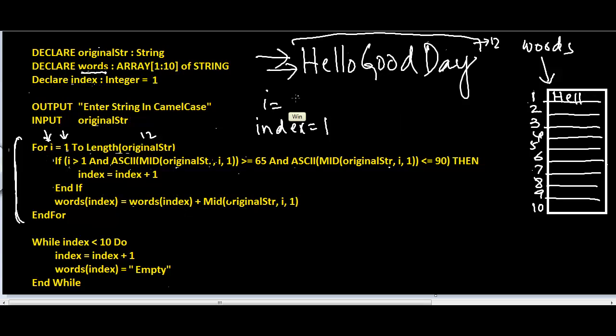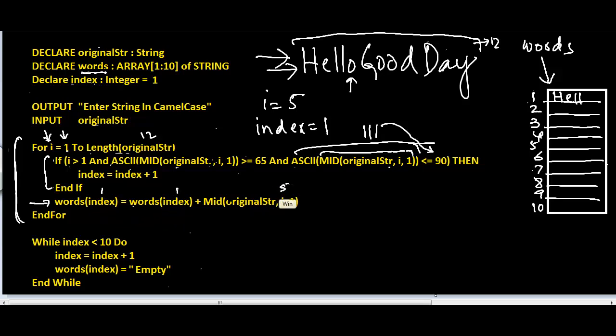When this loop runs the fifth time, I equals 5, this mid function is going to return us this fifth character O, and the ASCII code for O is going to be 111, right? And 111 is not less than equal to 90, so this if instruction is not going to execute. This instruction is going to become words 1 equals words 1 plus this mid is going to be returning the fifth character, which is O in this case. So this is going to become O plus HELL, which is already there in words 1. So when these two are joined, the result is saved in words 1, and words 1 now becomes HELLO. Let me write that clearly. So it becomes HELLO.